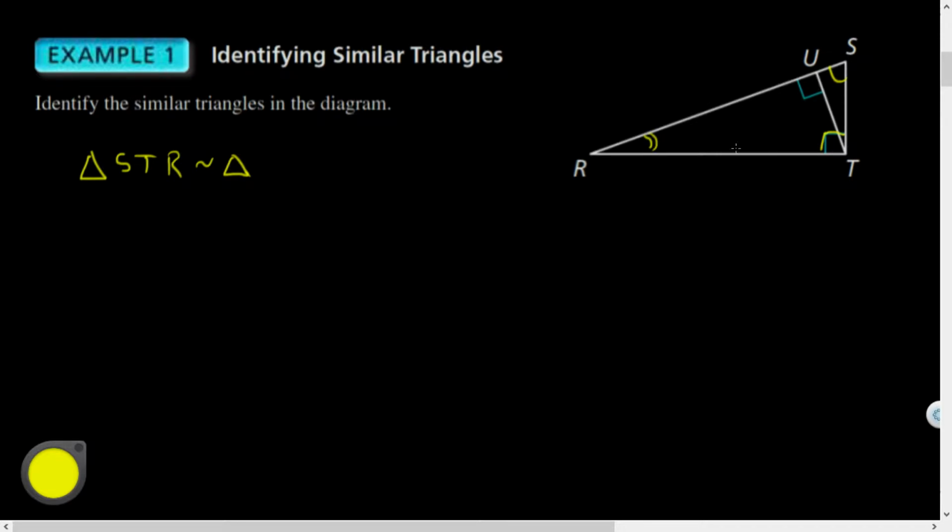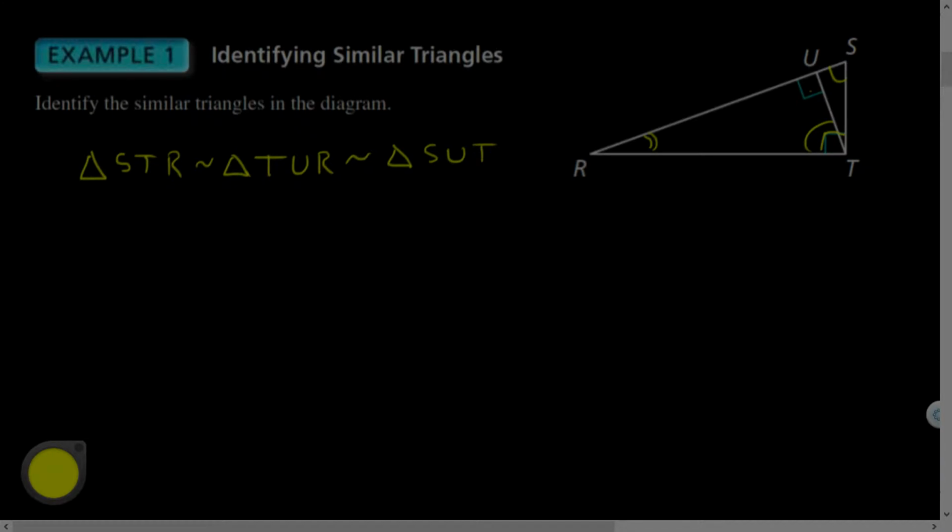So for the medium-sized triangle, what order of letters do I need to pick? TUR, right? So I'm starting at this angle here, which is actually congruent to that one, going to the right angle, then to the acute. And that is also similar to who now? SUT. Yep, that's right. So that's not that bad. Let's take a look at example 2.